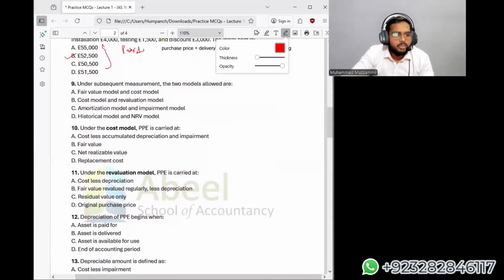Under subsequent measurement, the two models allowed are, what are the two models? Is it fair value and cost model? Is it cost model and revaluation model? Is it amortization model and impairment model? Or is it historical model or an RV model? What is it? Quickly. I am watching the chat. Quickly tell me.